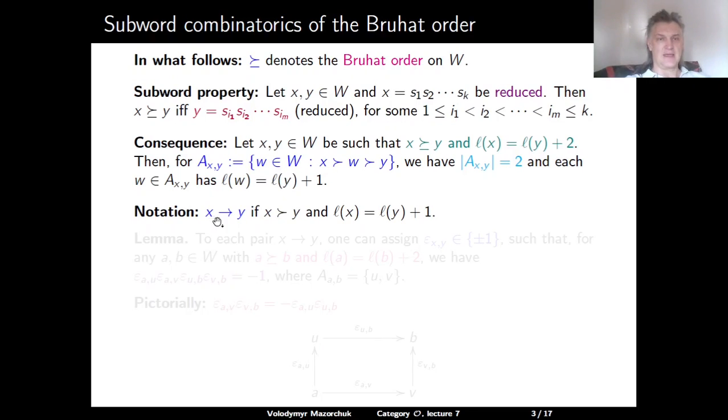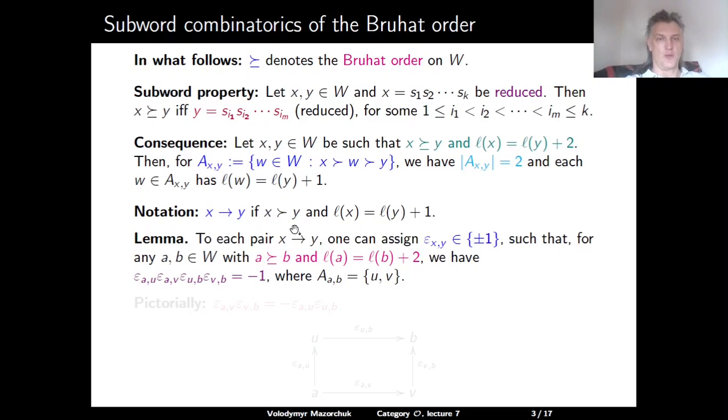And we will denote by x arrow y the property that x is greater than y with respect to the Bruhat order, and the length of x is equal to the length of y plus 1. A claim: to each pair x, y, where x is connected to y by an arrow, one can assign a sign, plus or minus 1, such that for any pair of elements in W which are connected in the Bruhat order, and such that the difference of their lengths is 2, we have that the product of the corresponding signs for all four arrows between these two and the two intermediate elements is equal to minus 1.